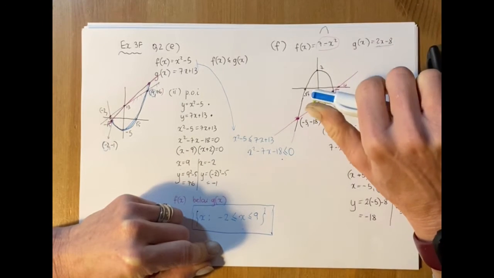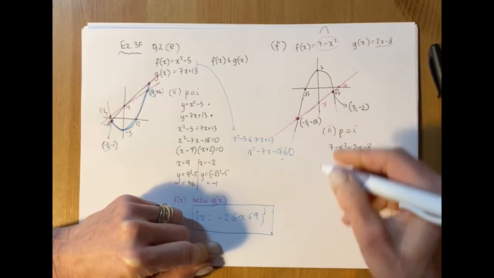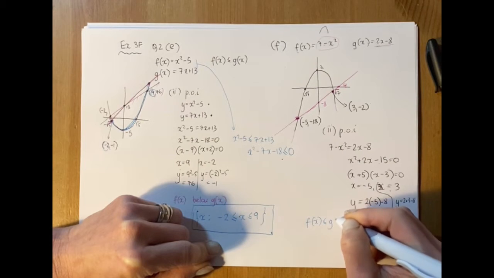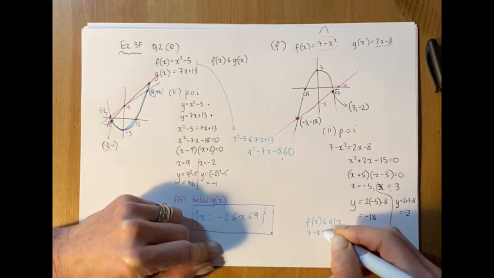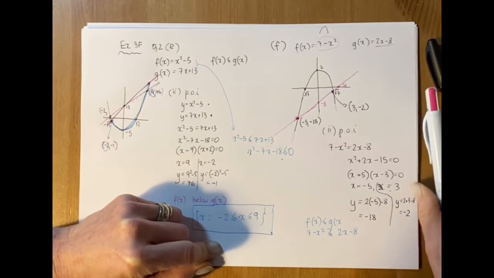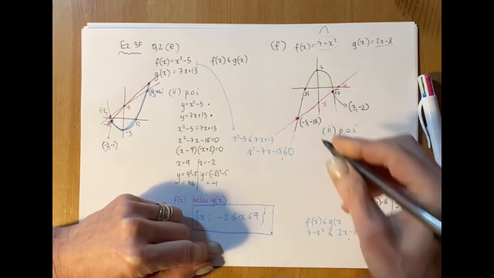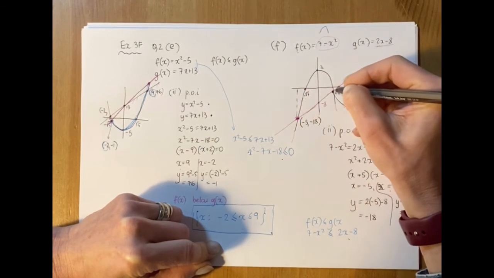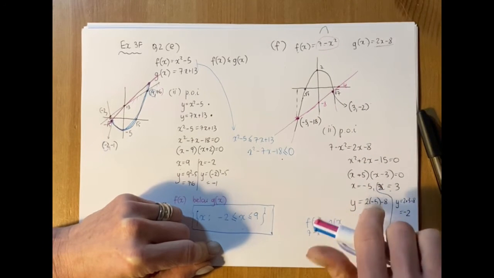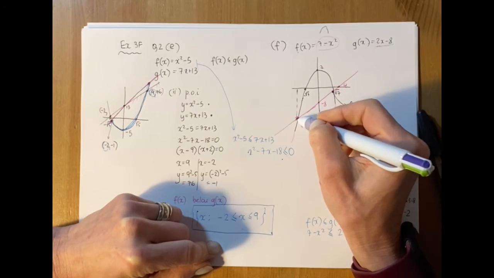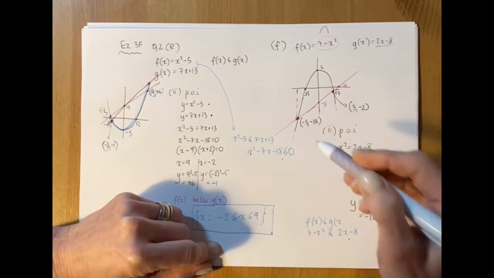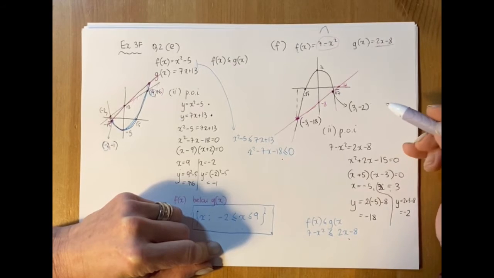So the question is, for what values of x is f of x less than or equal to g of x? So when is 7 minus x squared less than or equal to 2x minus 8? Again, you can rearrange it and use the solver on the calculator, but we are going to use our graph to inform us when it's happening. But obviously, if you are rubbish at graphs, use the calculator if you can. And I say if you can because sometimes you might just have graphs and you don't have the functions, you just might have points of intersection, so you still need to understand how to do it with the graphs.